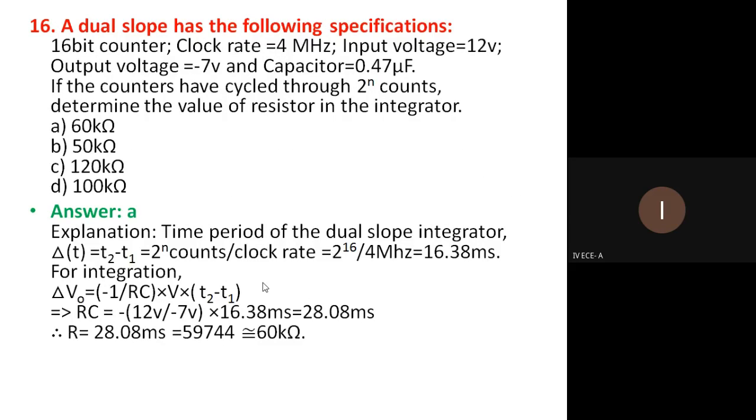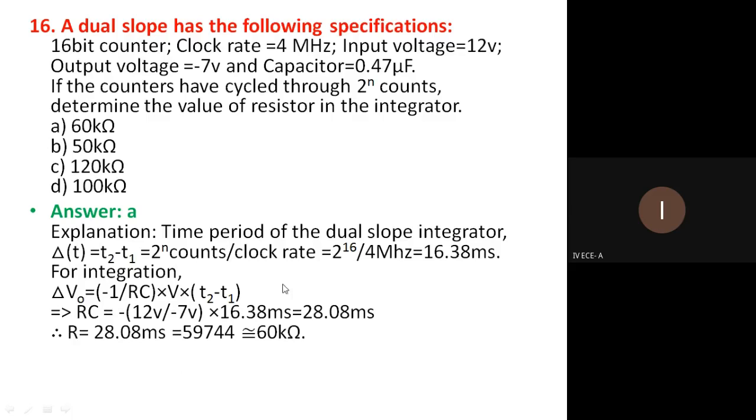The dual slope analog to digital converter has the following specifications: a 16-bit counter, clock rate equal to 4 megahertz, input voltage equal to 12 volt, output voltage equal to -7 volt, and capacitance equal to 0.47 microfarad. If the counter has cycled through 2 power n counts, determine the value of the resistor in the integrator. There are 4 options given: 60 kilo ohms, 50 kilo ohms, 120 kilo ohms, then 100 kilo ohms. Here the answer is A.